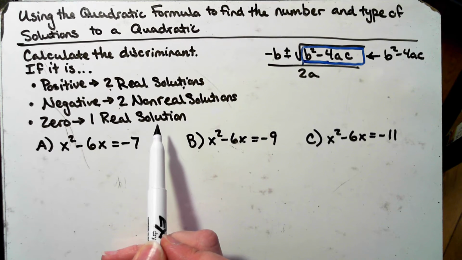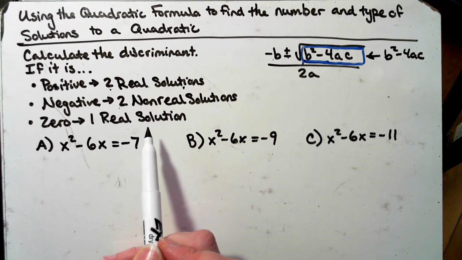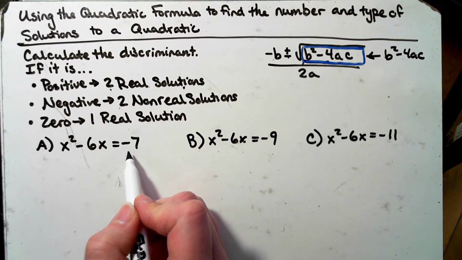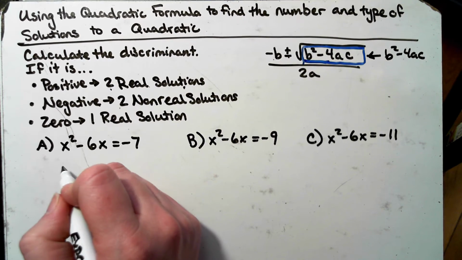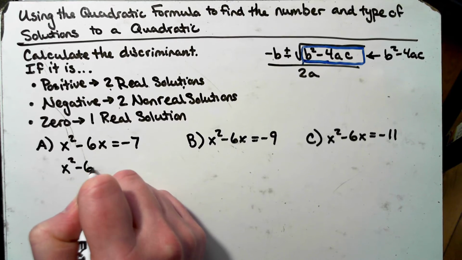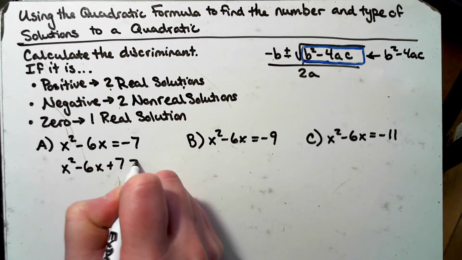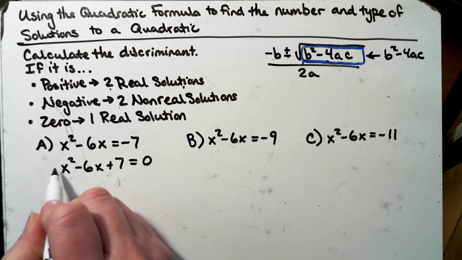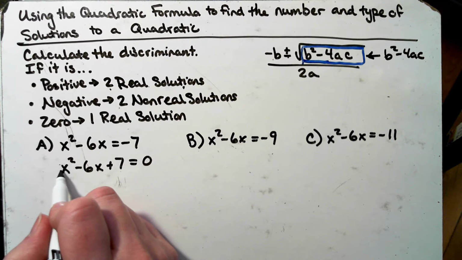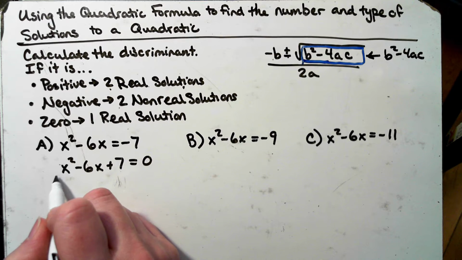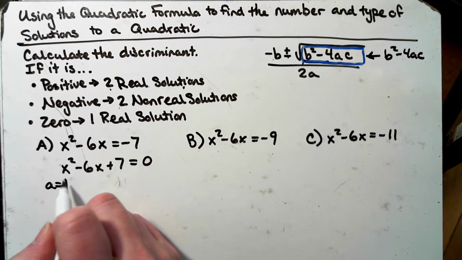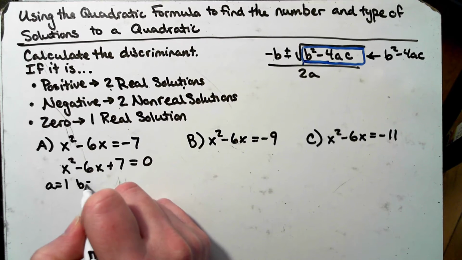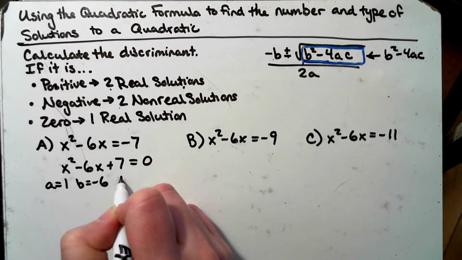So let me show you how this works. To calculate the discriminant, the first thing I need to do is get everything in my equation to one side. So I have x squared minus 6x plus 7 equals 0. Now I identify a, b, and c. So a is 1. It's the number right next to the x squared. And if there is no number, it's automatically 1. b is negative 6, and c is 7.